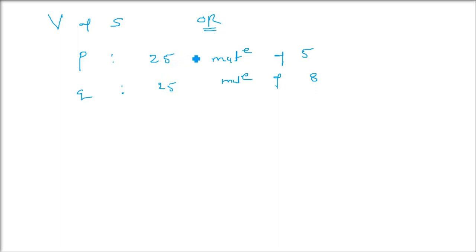So 25 is a multiple of 5. When we combine this, 25 is a multiple of 5 or 25 is a multiple of 8. You can combine like this. Now let us check the validity. Now, 25 is a multiple of 5? Yes, true, absolutely true, 5 fives are 25. And 25 is a multiple of 8? No, it's absolutely wrong. It's not a multiple. So it's false.